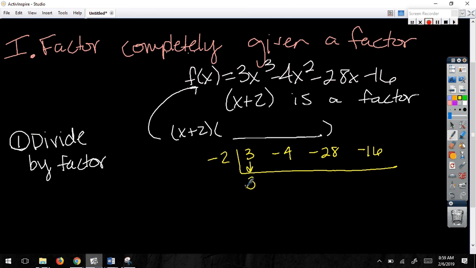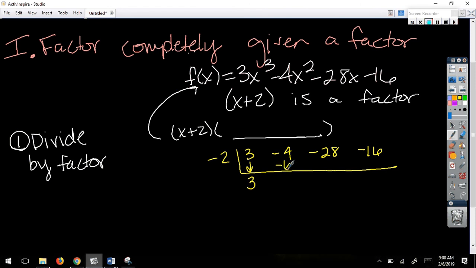Multiply. 3 is the same. -2 times 3, drop it down. You keep doing it. Don't look up. I'm not going to tell you. That's what I got. That's what you're supposed to be doing, because you're not supposed to have a remainder. So we did it. Wait, where did the x plus 2 come from?